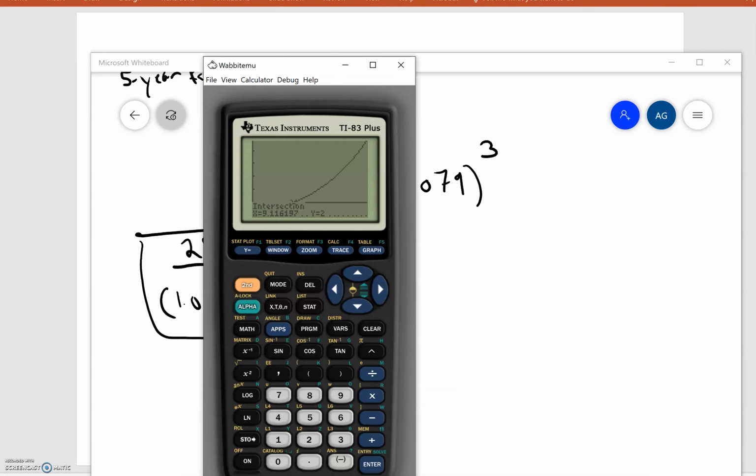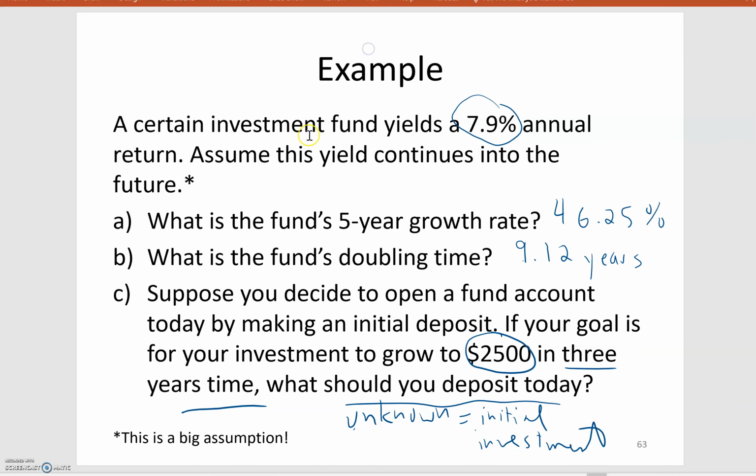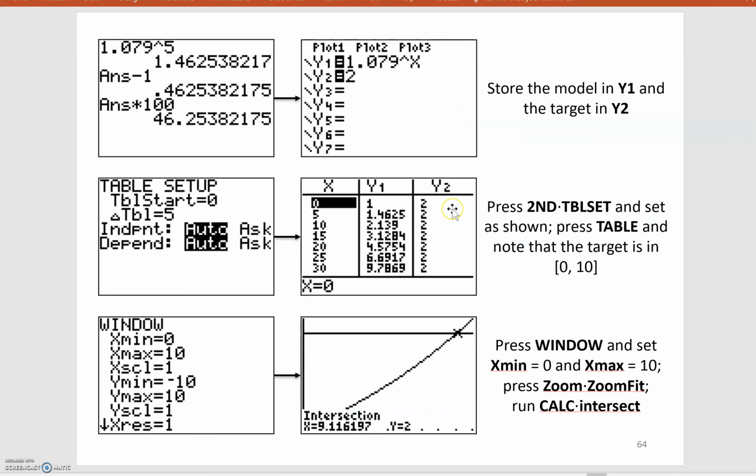So let's get the calculator. I want to be careful with my parentheses here and make sure that the only thing that gets cubed is the denominator. Okay, so that's what I need to put in, and we get $1,990.10, approximately. And that should get me $2,500 in 3 years. Okay.